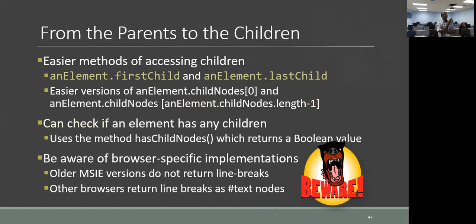You can also check if a node has any children by checking the hasChildNodes method. The hasChildNodes method returns a Boolean value that tests whether the node has children or not.